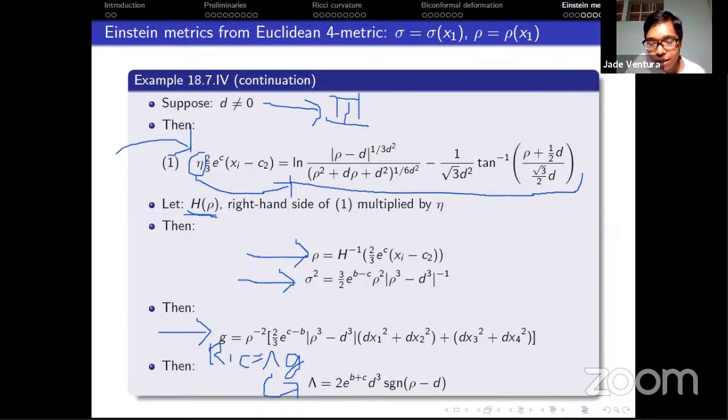Note in particular that lambda is never 0 because we have assumed that D is not 0, and then this is always positive, and then it turns out that rho is never equal to D in this case. So this is just either plus or minus 1.